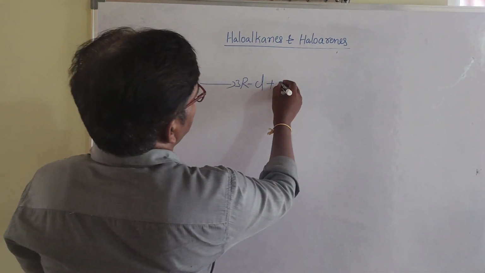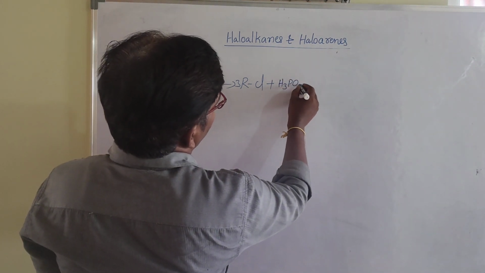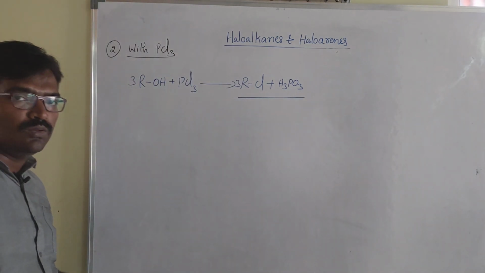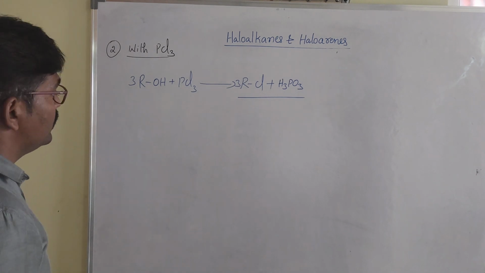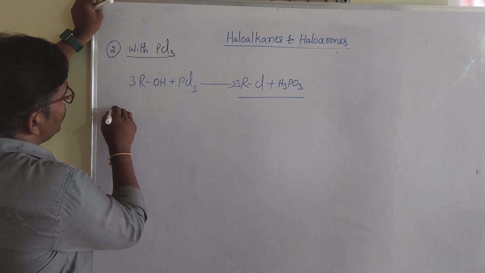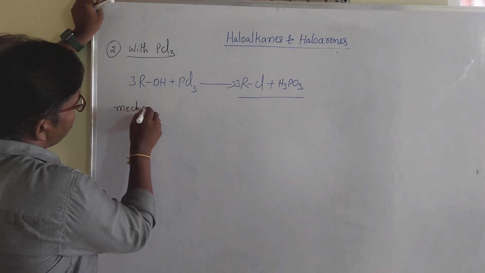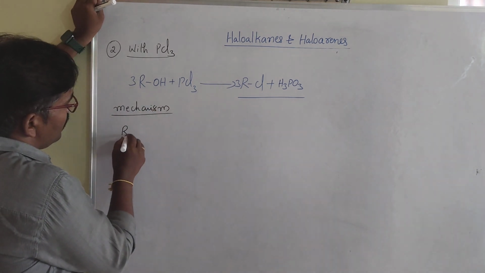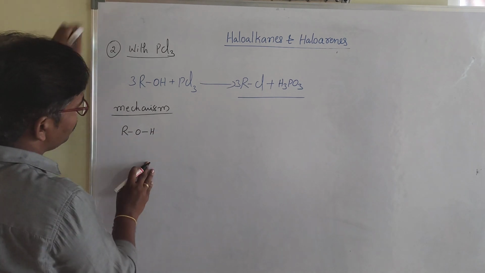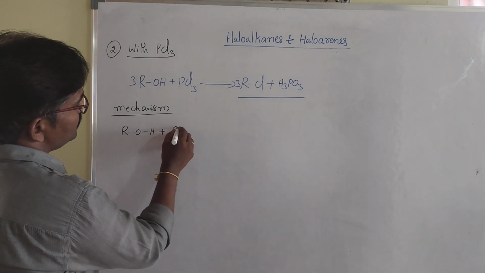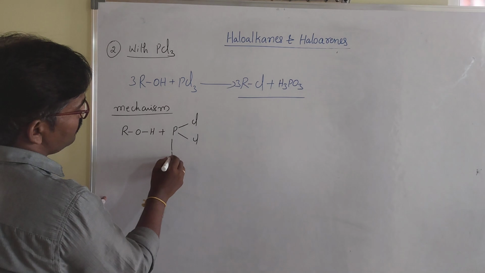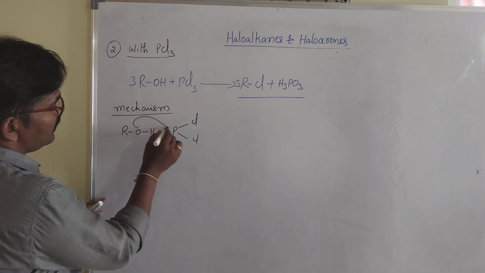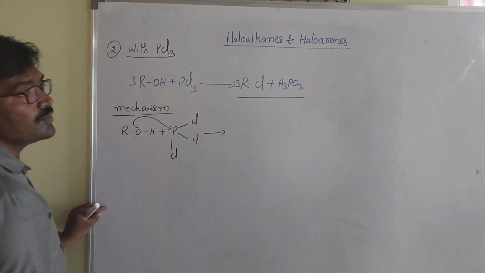H3PO3 will be formed. Sir, how does this reaction take place? Just see the mechanism. If you observe the mechanism, clarity will come. How to observe this mechanism? First, alcohol R-OH we are taking. When it reacts with PCl3, we know that PCl3 is also electron deficient. So the lone pair of electrons attacks on the phosphorus. Then what will be formed?